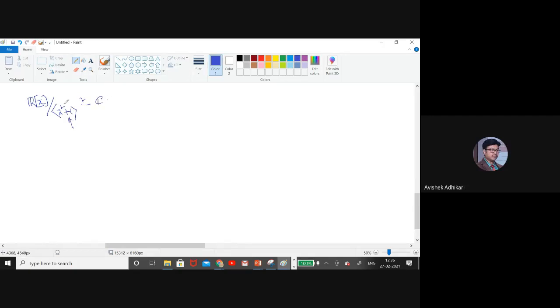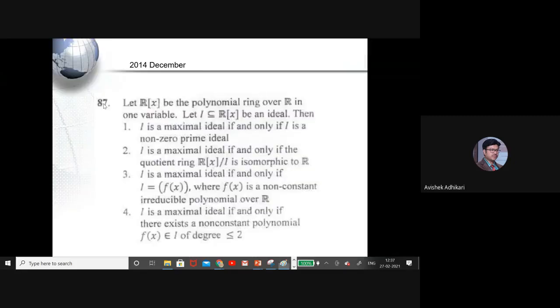So this is a maximal ideal, and in our class we have already seen that R[x] quotient the ideal generated by x square plus 1 is isomorphic to C. So C is not isomorphic to R. Why is C not isomorphic to R? Can anybody tell me? Sir, in C there is an element i whose order is 4, but in R we can't find such an element. Very good. So that's why they are not isomorphic, and as a result the answer is false here.